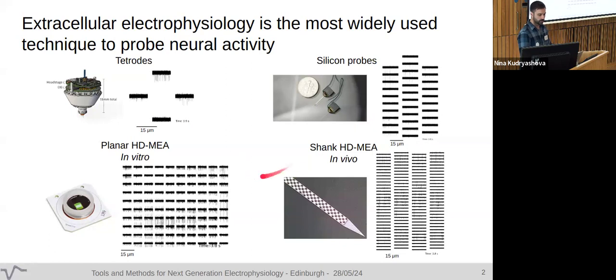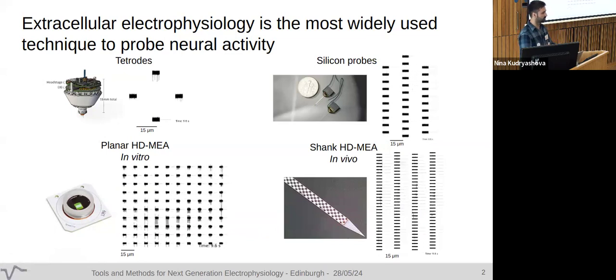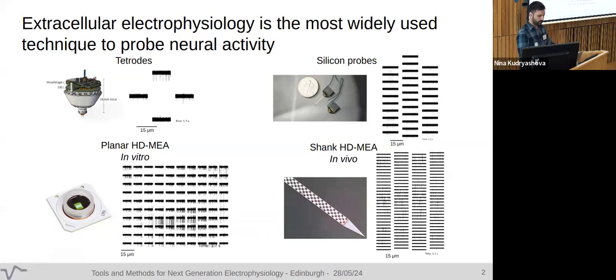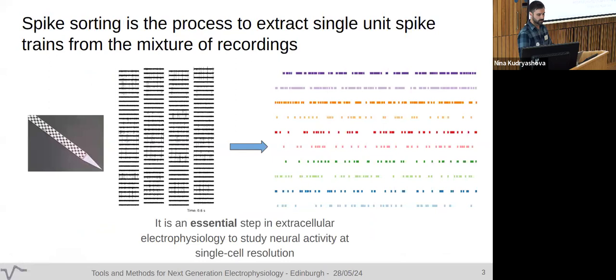And then CMOS technologies started being integrated into these probes. And we had planar high-density microelectrode arrays like Maxwell Biosystems and 3Brain, which have thousands of electrodes that can be recorded simultaneously. And for in vivo, as we've seen yesterday and today as well, we have Neuropixels and Synapse probes that bring a whole new level of spatial density for recording extracellular activity.